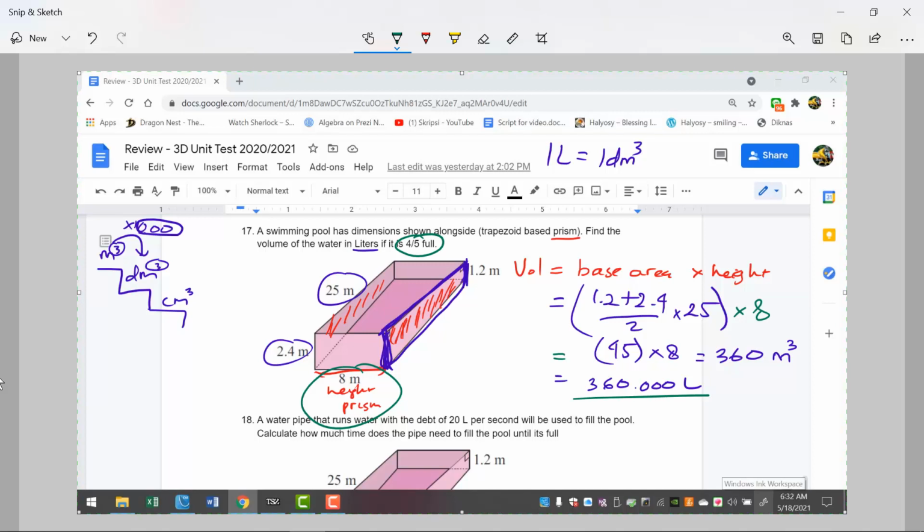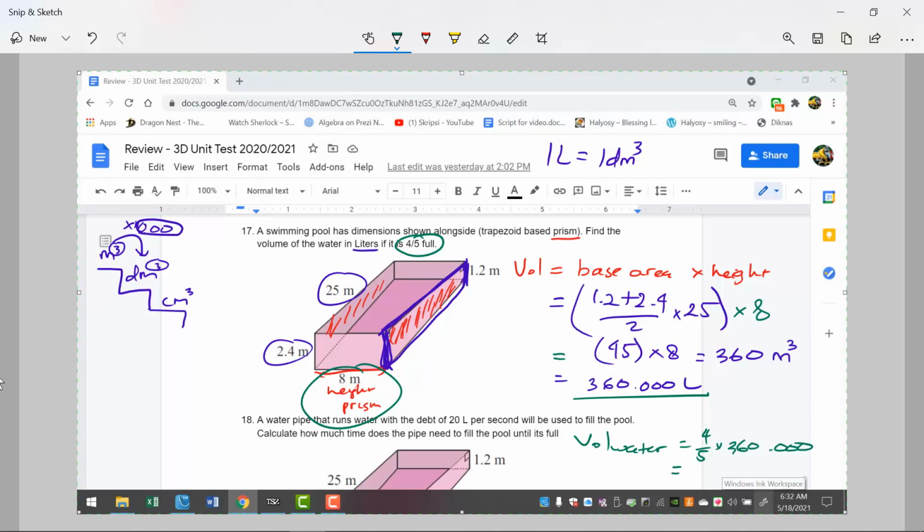This is if you pour water in full, like the pool will be full of water. But this question here is just 4 over 5, which means that the volume of the water is just 4 over 5 times the full volume of the shape, which is 360,000.